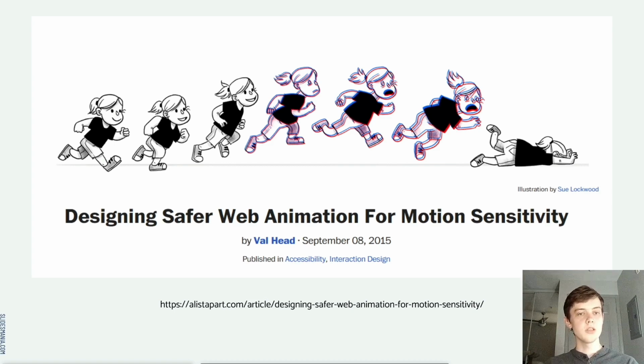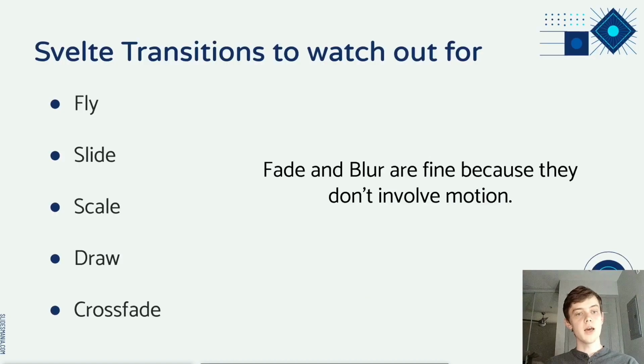Well, of the 7 built-in Svelte transitions, 5 of them involve motion. Those would be fly, slide, scale, draw, and crossfade. Transitions like fade and blur that do not involve motion are unlikely to cause issues. This doesn't mean that all uses of these transitions are problematic. What you should look out for is the amount and direction of the motion.